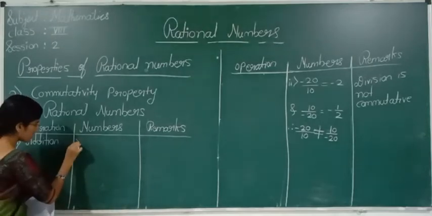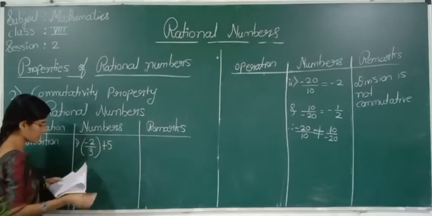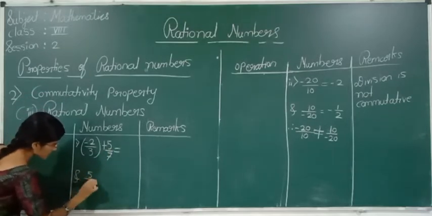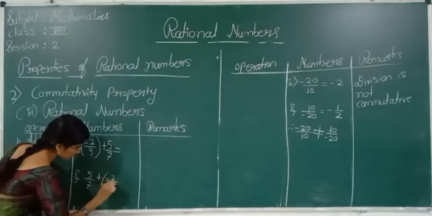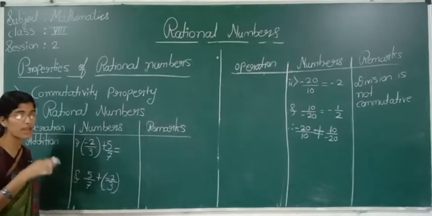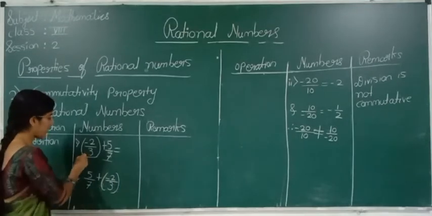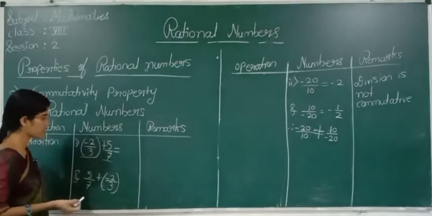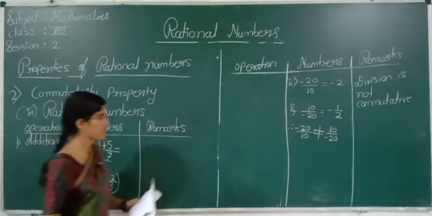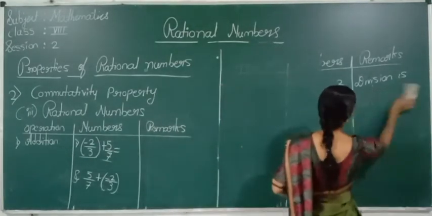So we'll consider an example: minus 2 by 3 plus 5 by 7 is equal to 5 by 7 plus minus 2 by 3. So we'll check whether a plus b is equal to b plus a, if a and b are two rational numbers. Now see here, minus 2 divided by 3 plus 5 divided by 7. So we will simplify that.